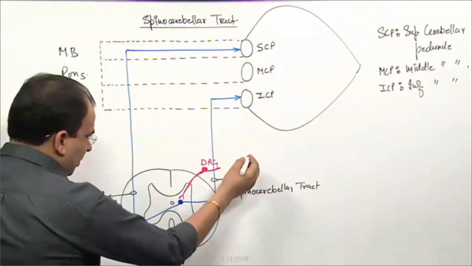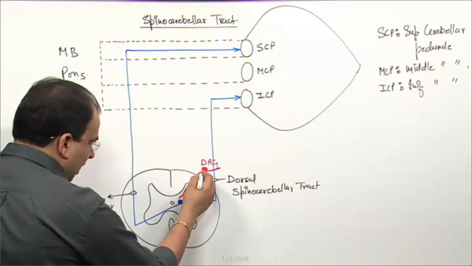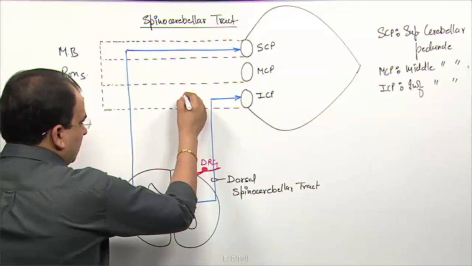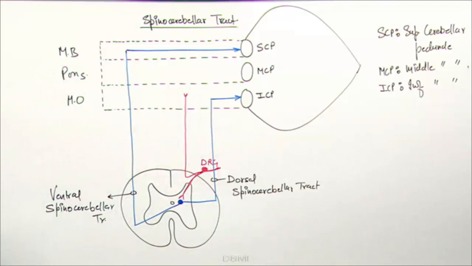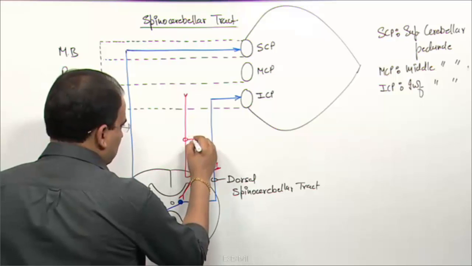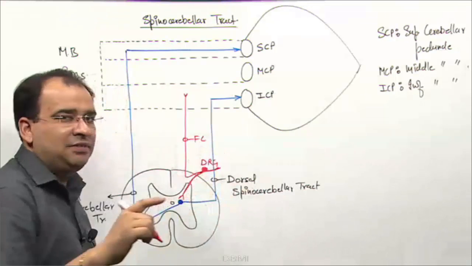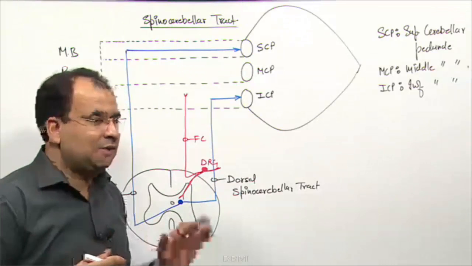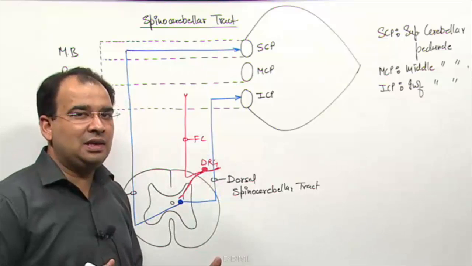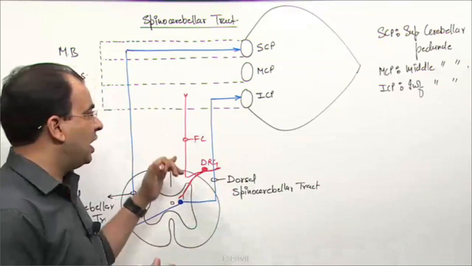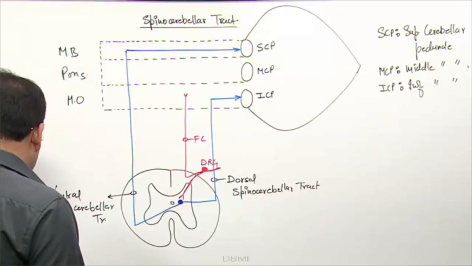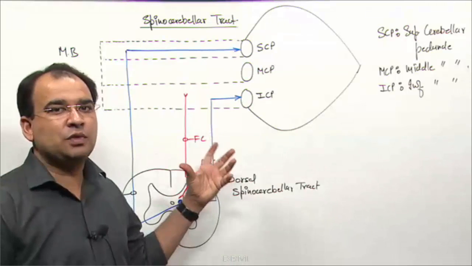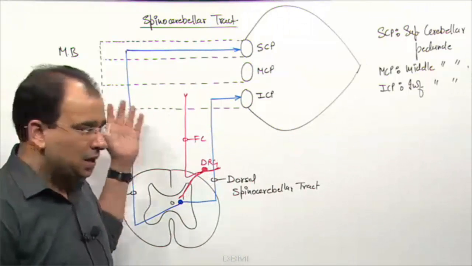Unconscious proprioception from the upper limb will come through the dorsal root ganglia and go into the fasciculus cuneatus to reach the medulla oblongata. We already said fasciculus cuneatus and gracilis carry the conscious proprioception, and now I am saying fasciculus cuneatus also carries the unconscious proprioception of the upper limb. Because it is unconscious proprioception, it will not relay in the nucleus cuneatus. Nucleus cuneatus was for which proprioception? It was for the conscious.